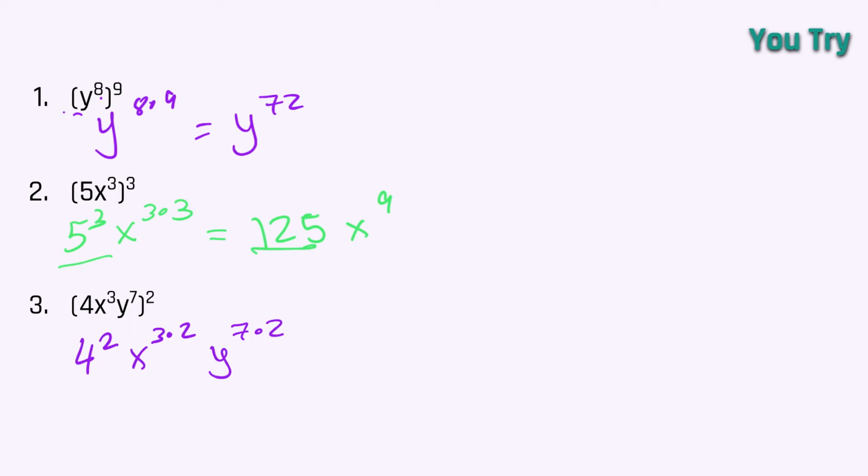So when you expand this, you get 4 squared times x to the 3 times 2 and y to the 7 times 2. So I'm left with 16 x to the 6th, y to the 14th.